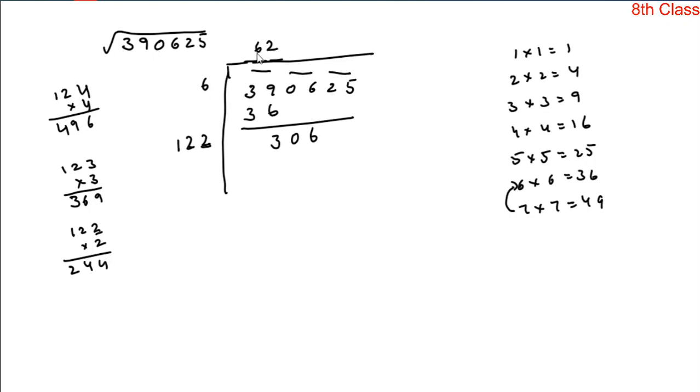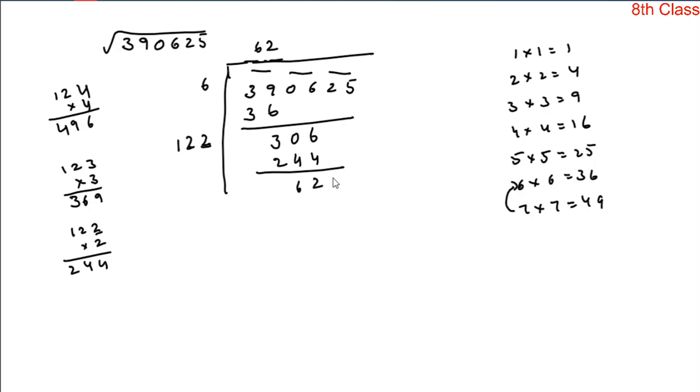In the quotient we already have one digit, that is 6. Now we take the same digit on the right side of that quotient, that is the second digit of the square root of this number. Okay, now multiply this number 122 by 2. It is equal to 244. Write the 244 below that dividend and subtract the product from the dividend. 306 minus 244 is equal to 62. Okay, this is the remainder.